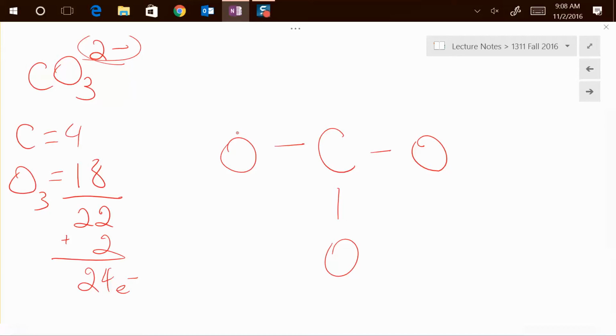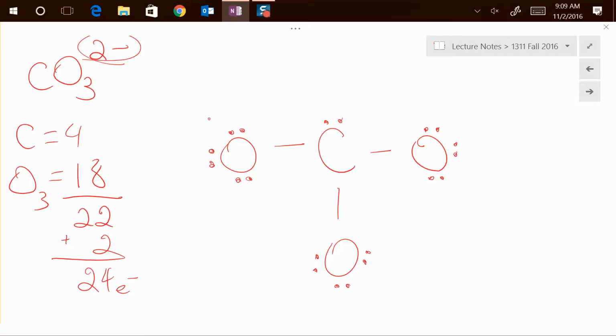Now what do I do? 6 on the oxygen. Each oxygen needs 3 more pairs to have 6 more electrons. And 2 on the carbon. And we call these lone pairs. They're called lone pairs of electrons. So oxygen here has 3 lone pairs. Carbon has 1 lone pair. How many electrons are in this structure? $26. What do I do?